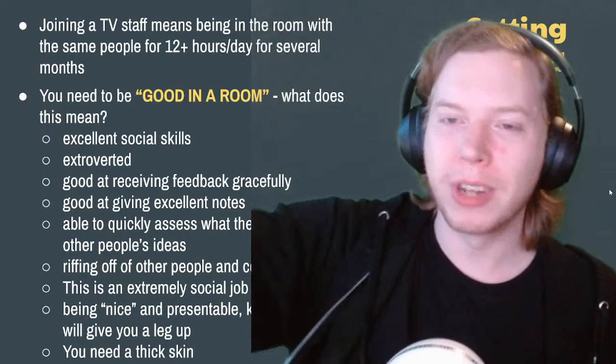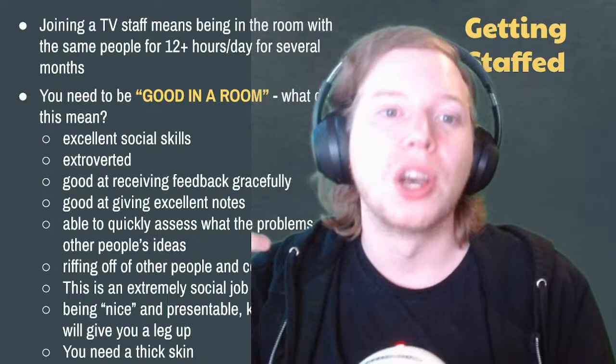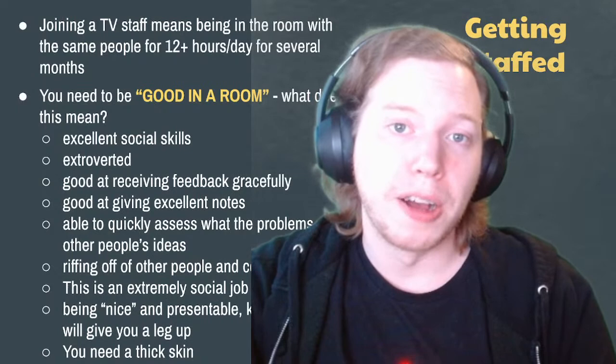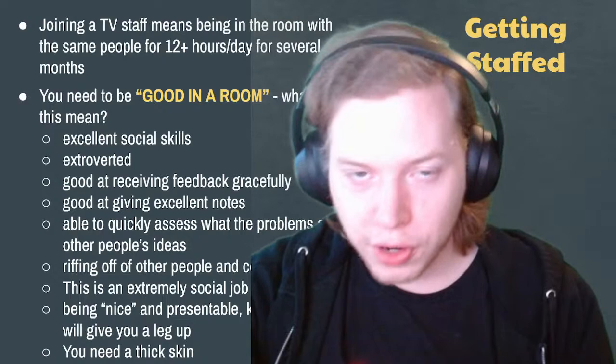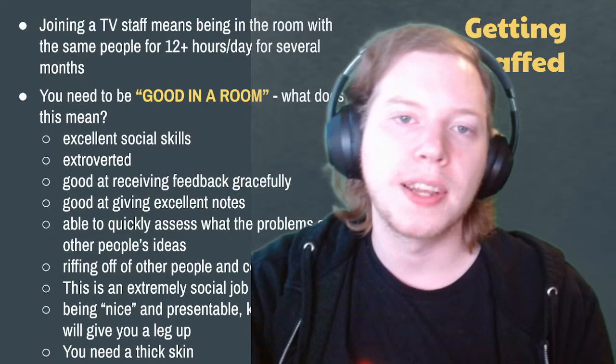So getting staffed requires more than just being a really good writer. It requires being very social. This is the most social form of screenwriting, and you need to be very quick on your feet, clever, good social skills, extroverted, good at receiving feedback gracefully and giving it well too, able to very quickly and incisively assess what those problems are in other people's ideas and help them fix them.